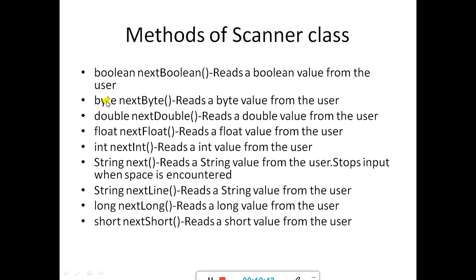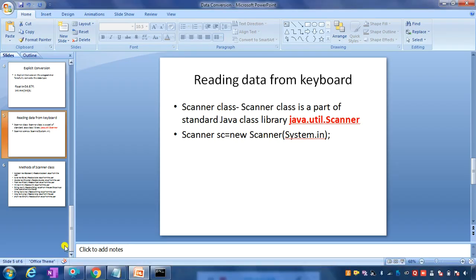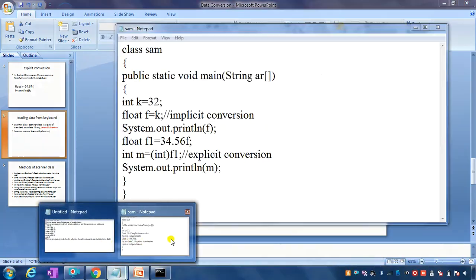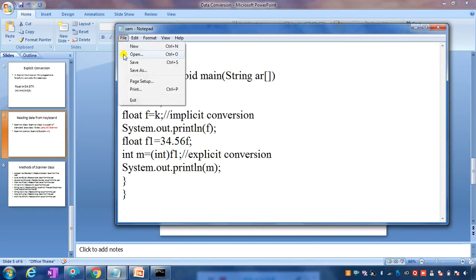The return type is byte. nextDouble reads a double from the user. nextFloat reads a float from the user. nextInt reads an integer value. next reads a string value from the user and stops input when a space is encountered. Now I'll show you an example of the difference between next and nextLine. nextLong will help us read a long value, and nextShort will help us read a short value from the user. First we'll see an example of these, then you will be able to understand how it is being used.